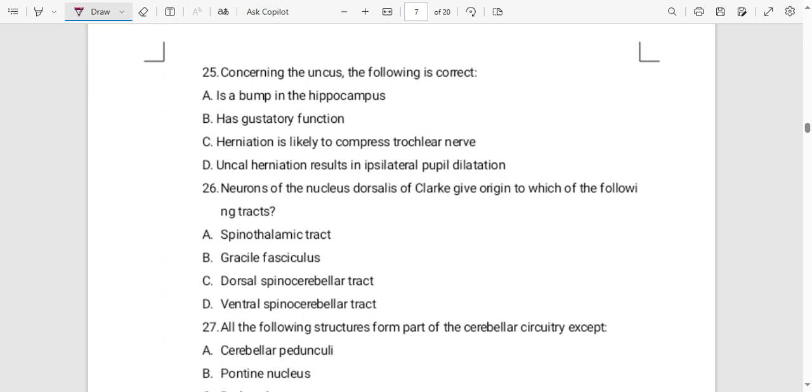Is a bump in the hippocampus. Okay, when you look at where the uncus is, it is actually part of what is known as the limbic lobe. You remember the limbic system is going to have a lot of parts. What are the components of the limbic system?